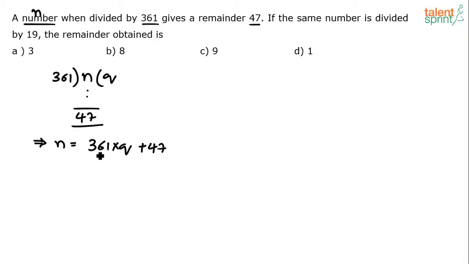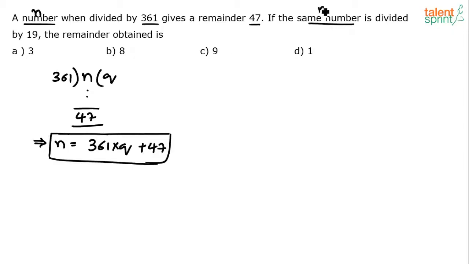That's the understanding, right? Divisor into quotient plus remainder gives you the dividend, the number, if you understand the terminology. See, divisor when multiplied by quotient will actually give you the number when the remainder is 0. If there is a remainder, you add it up. So that is the remainder here, 47. So the number n is equal to 361q plus 47, right? Now he says the same number.